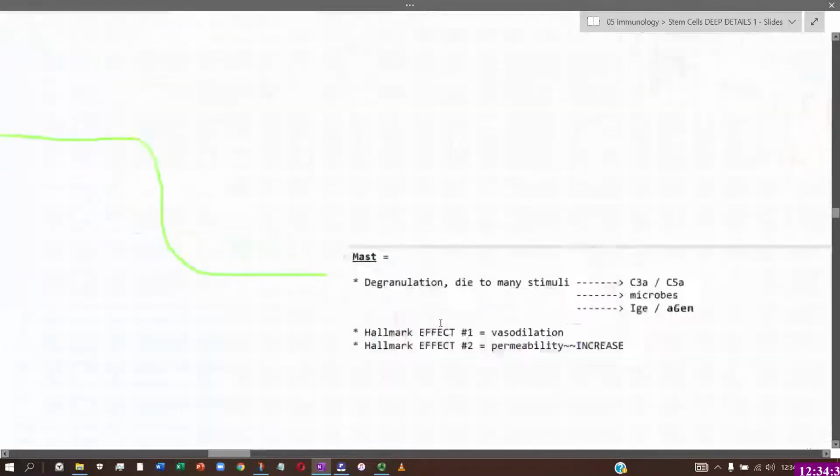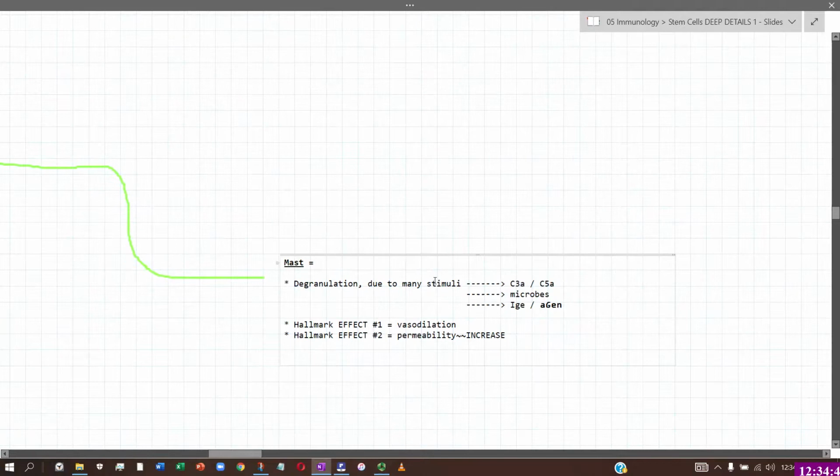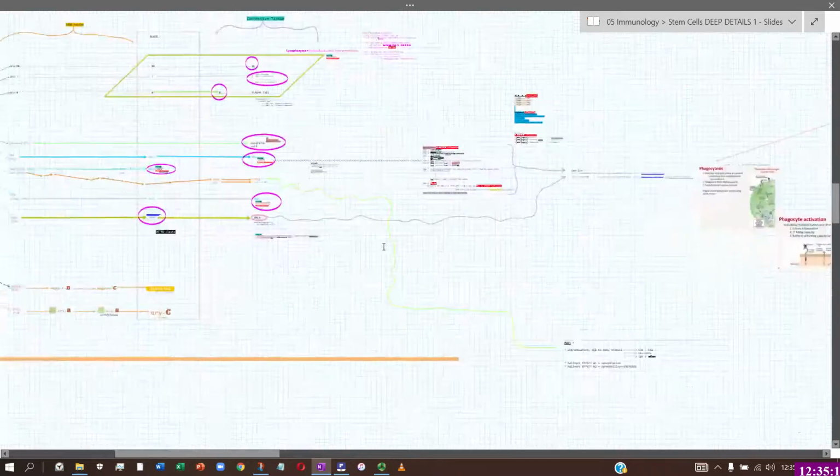When it comes to mast cells, oh, this is supposed to say due to many stimuli. The material that addressed mast cells was pretty limited. It just talked about the degranulation that took place, and the degranulation took place due to many stimuli, such as C3a/C5a, microbes, etc. The first hallmark effect is vasodilation, and the second hallmark effect is increased permeability. We'll come back to that as necessary.